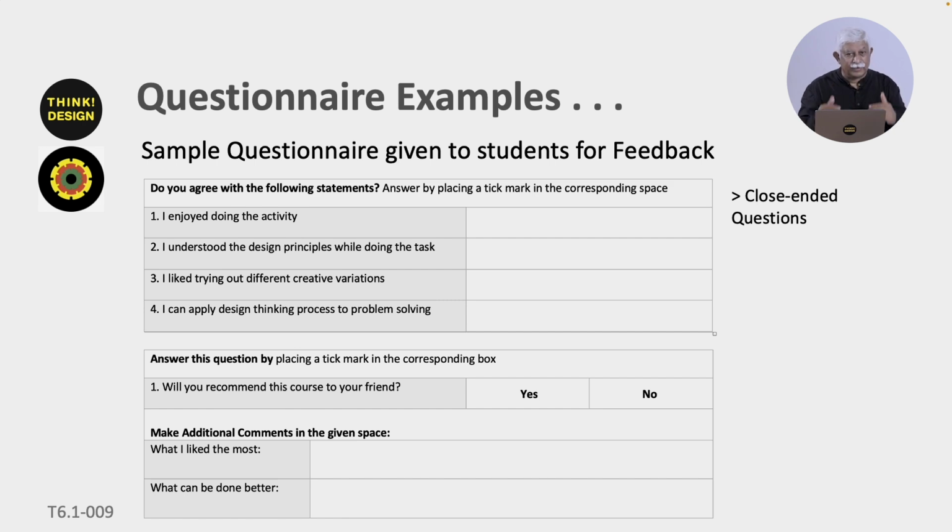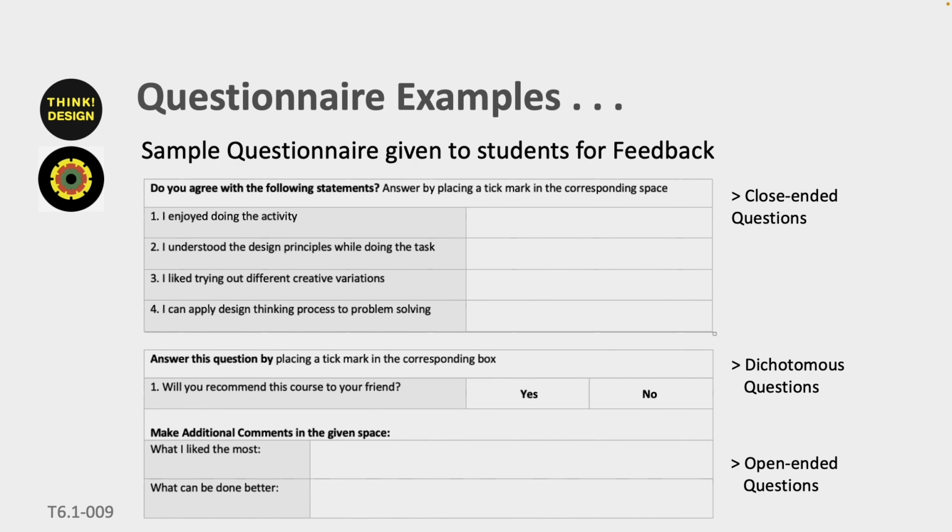Then followed that with a dichotomous question. It has an answer of either yes or no. Will you recommend this course to a friend? You have a choice of saying either yes or no. And the last one is an open-ended question. It means that what did you like most about this course? And you have to make your comments in this space that is given, or suggestion on what can be done better in this course. So these are open-ended questions. So let's just go through this once again.